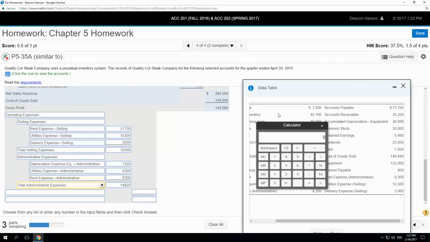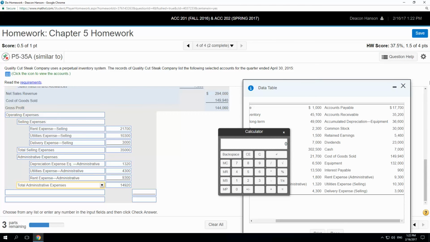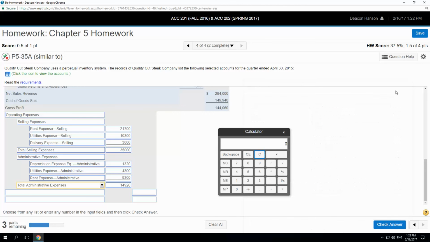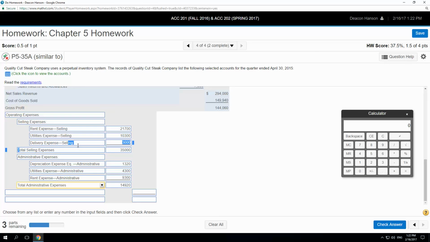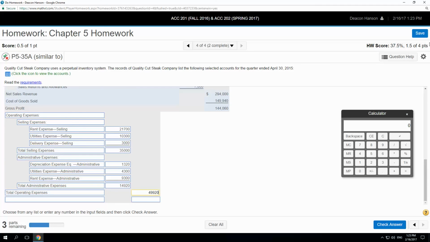And then from this point, it's just a matter of doing some math, right? Let's see. Make sure it's right. Okay. So what we have to do is, you notice already there's multiple steps going on. That's why it's called a multi-step income statement. We need to combine our selling expenses and our total administrative expenses to come up with total operating expenses. Okay, so 35,000 in selling expenses plus 14,920 in administrative expenses. So I got 49,920. Okay.